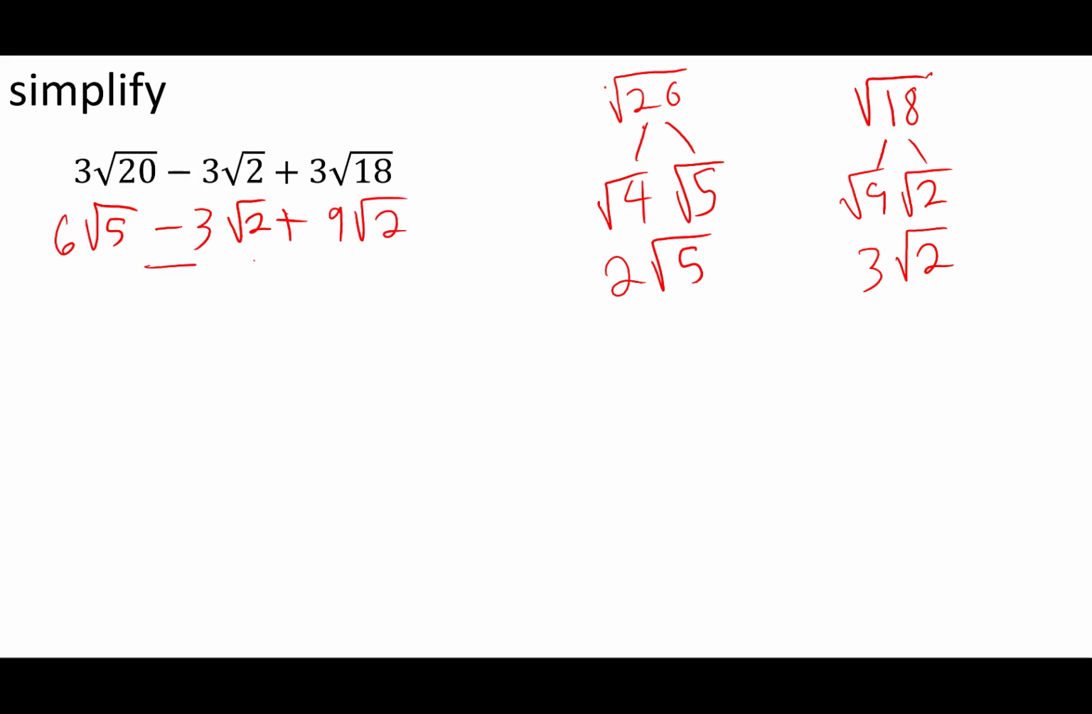So now I'm looking at my like terms, or my like radicals, I should say. So the square root of 2. So I get 6 square root of 5. Negative 3 plus 9 gives me plus 6 square root of 2. And that's as much as I can simplify that one.